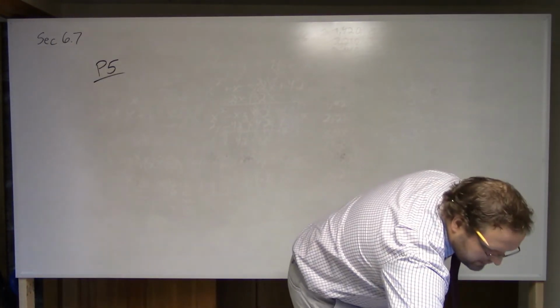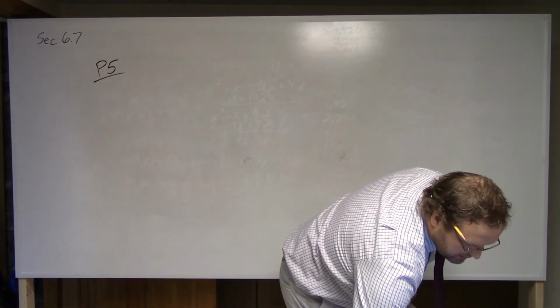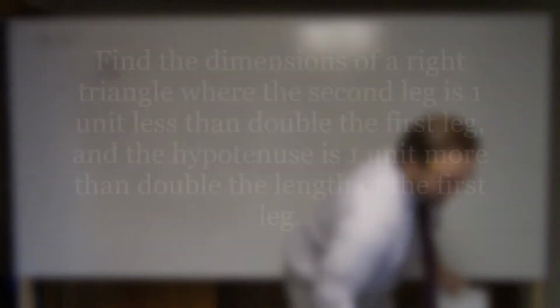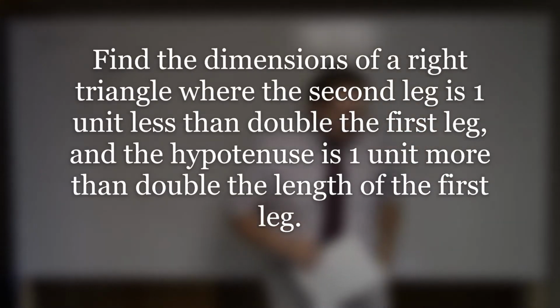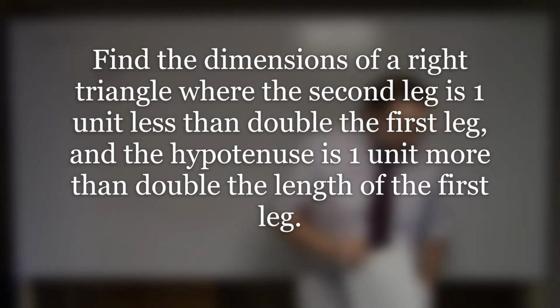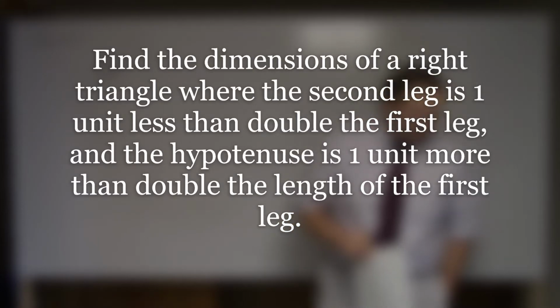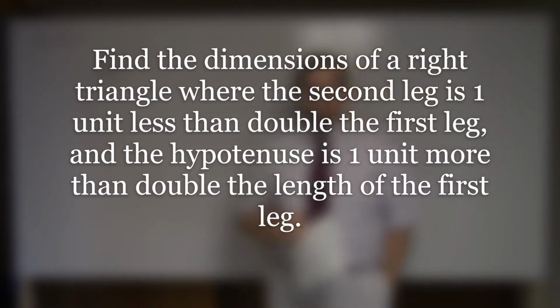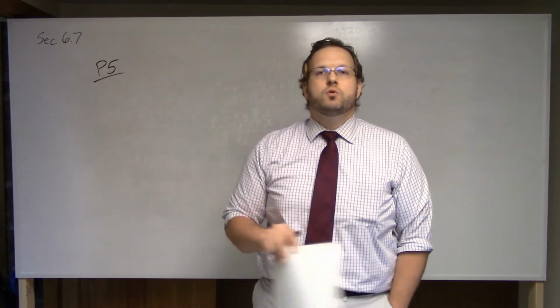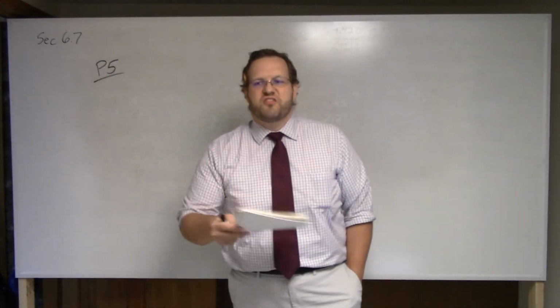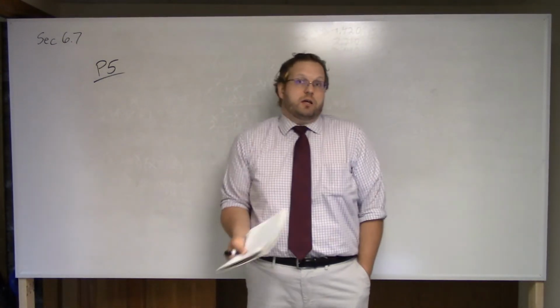Okay, practice 5 says, find the dimensions of a right triangle where the second leg is 1 unit less than double the first leg, and the hypotenuse is 1 unit more than double the length of the first leg. So again, read through it once just to get an idea of what things they're talking about. They're talking about a right triangle.